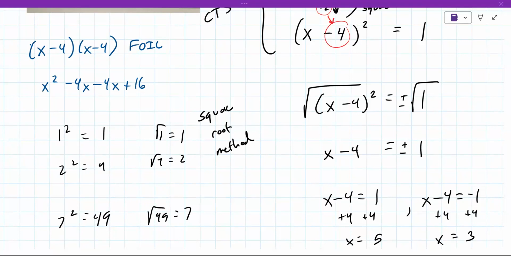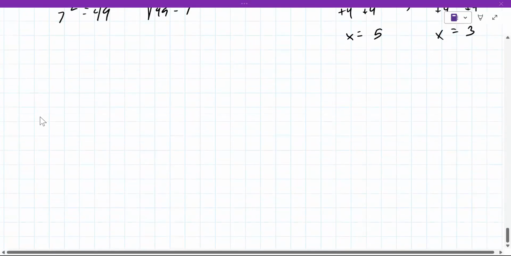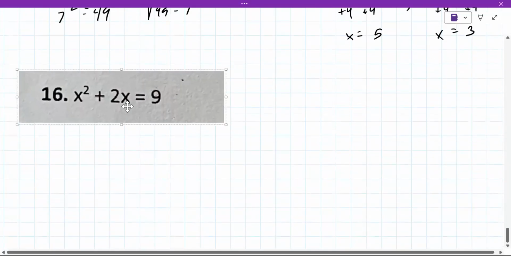I think we should move on to quadratic formula just because of the time constraints, but if we have time at the end, then maybe. Sure. Okay, 16 is a quadratic formula problem.